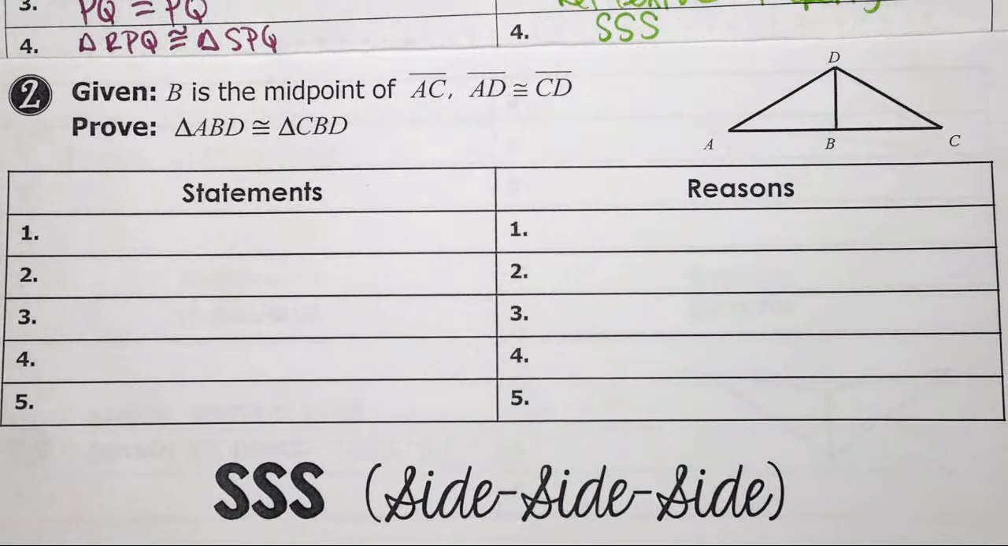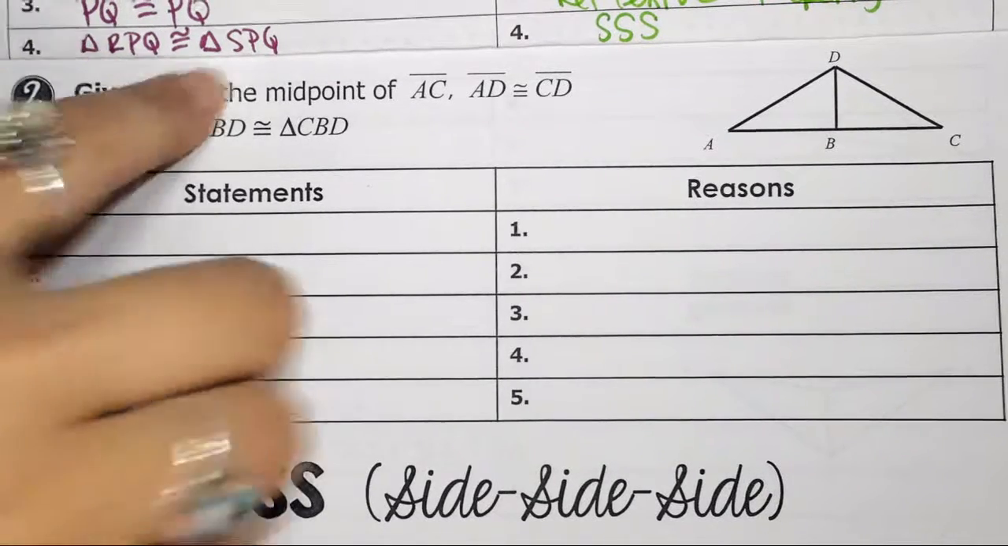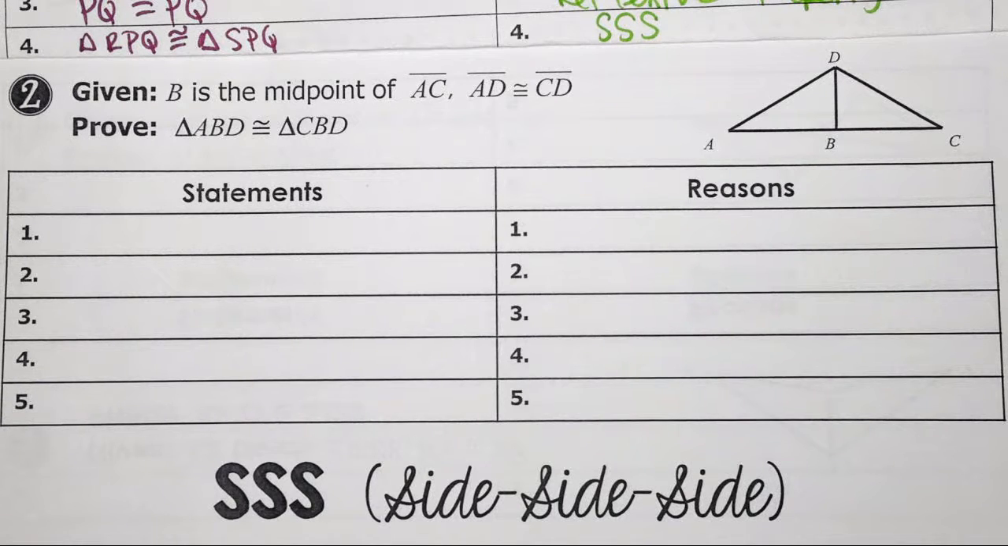All right, number 2 says that B is the midpoint of AC and AD is congruent to CD. Now, before we go any further, tell me what it means for something to be a midpoint. What does that mean? Cuts it in half. Yeah. You're getting there. That's what I wanted. Whoever said cuts it in half, take a point.